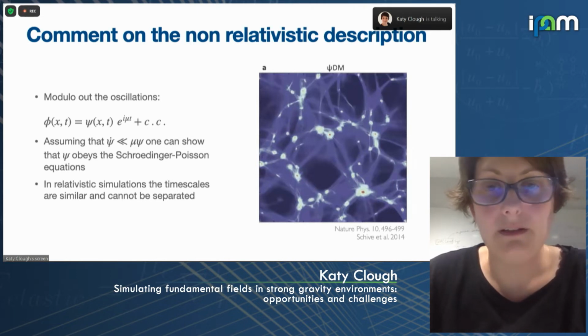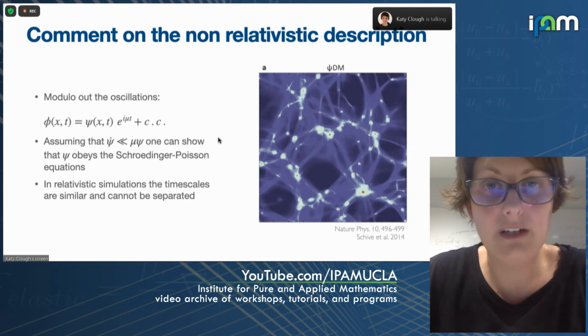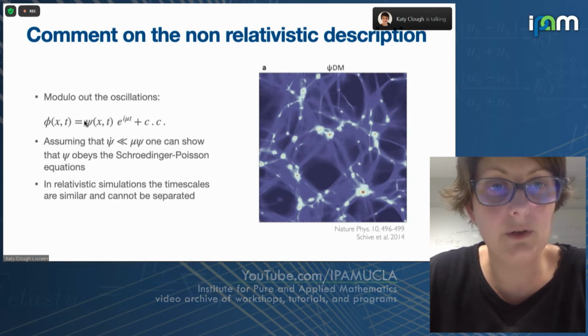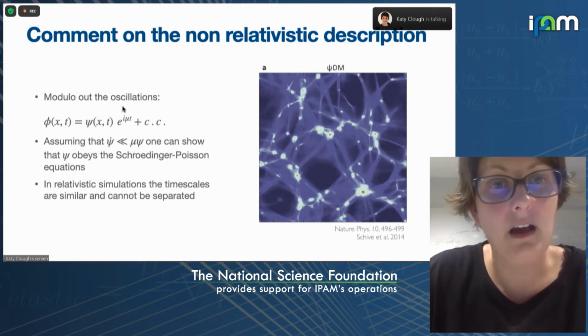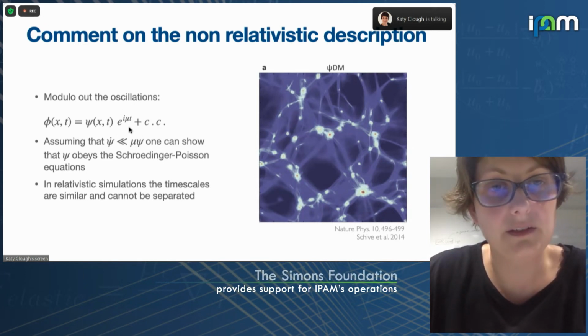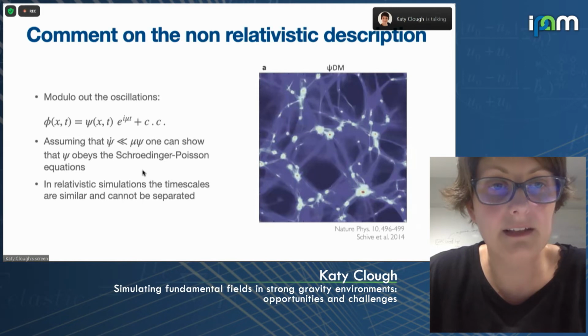So just a very quick comment on the non-relativistic description. It's quite common, for these fuzzy dark matter candidates, for example, to make a non-relativistic approximation where you take your scalar field and you split it into a slowly time-varying part and some part that's oscillating more rapidly according to the mass of the scalar. So you make this assumption that the time derivative of this part is much smaller than the mass. And then you can show that this new field psi obeys the Schrödinger-Poisson equations.